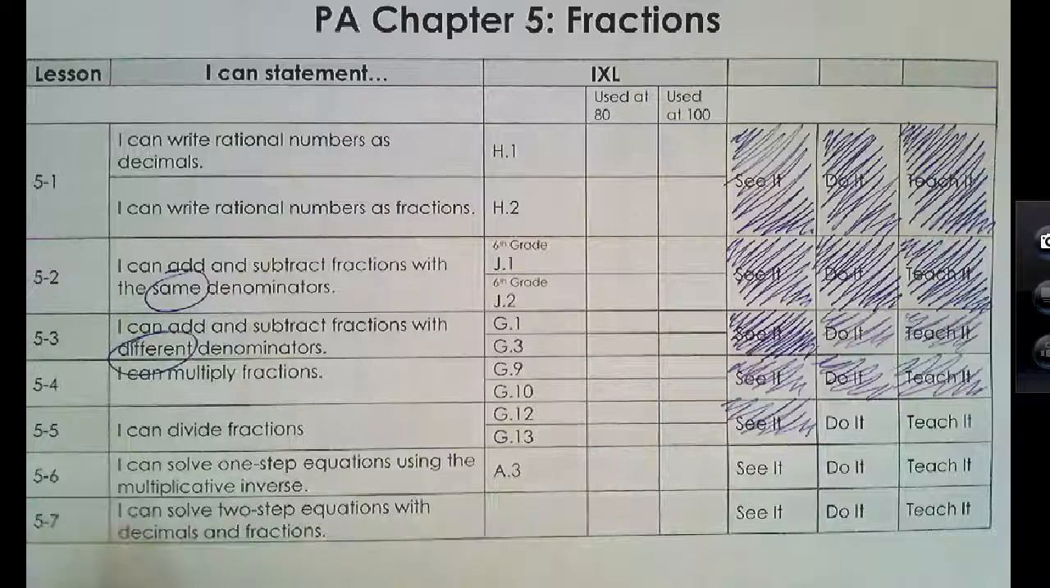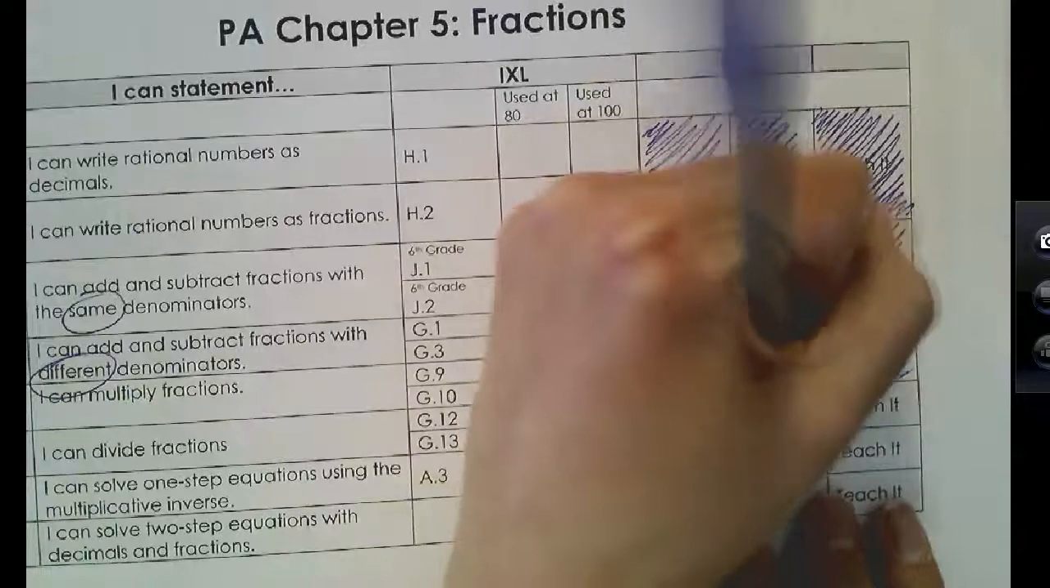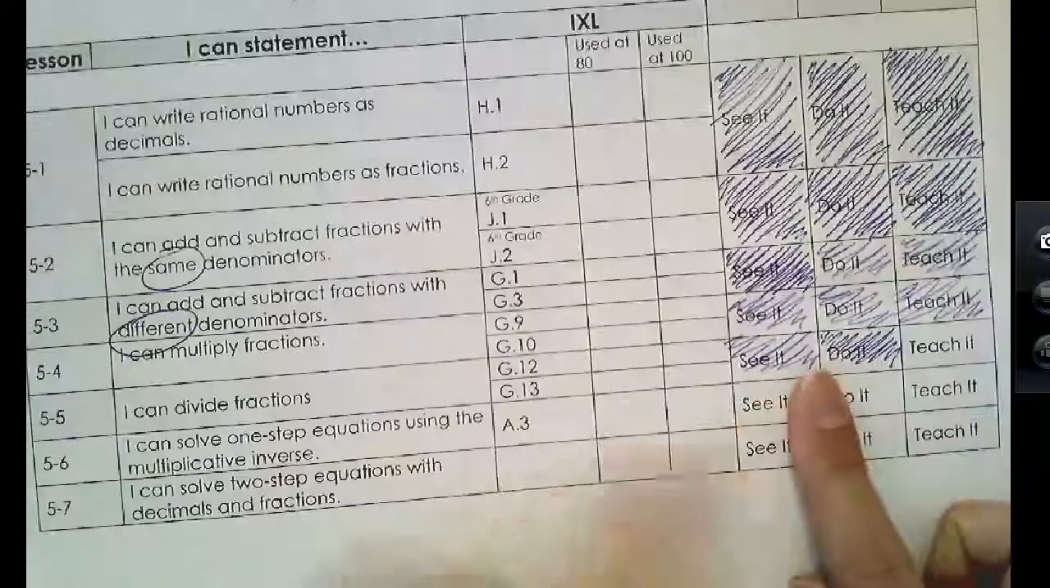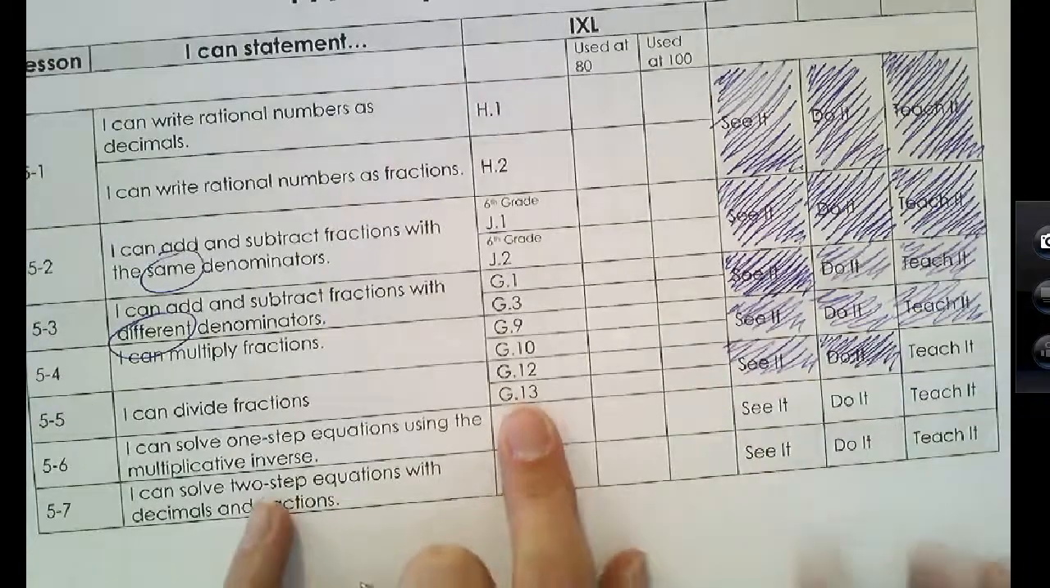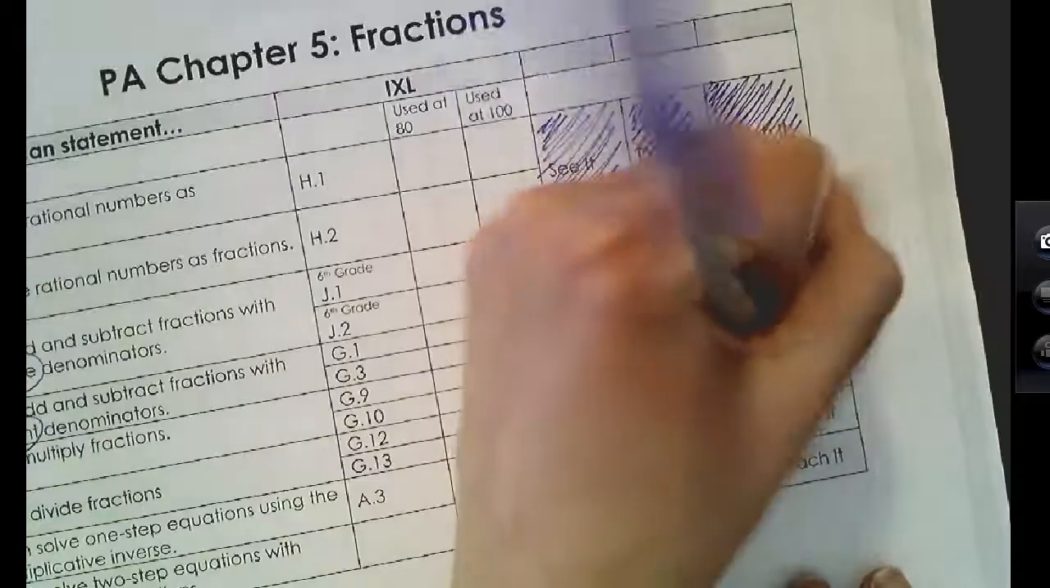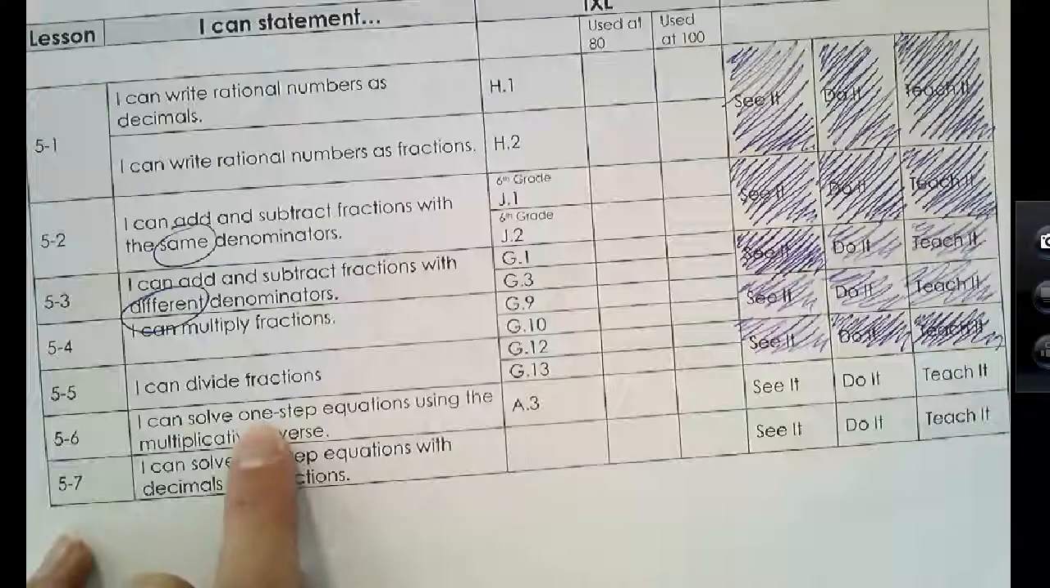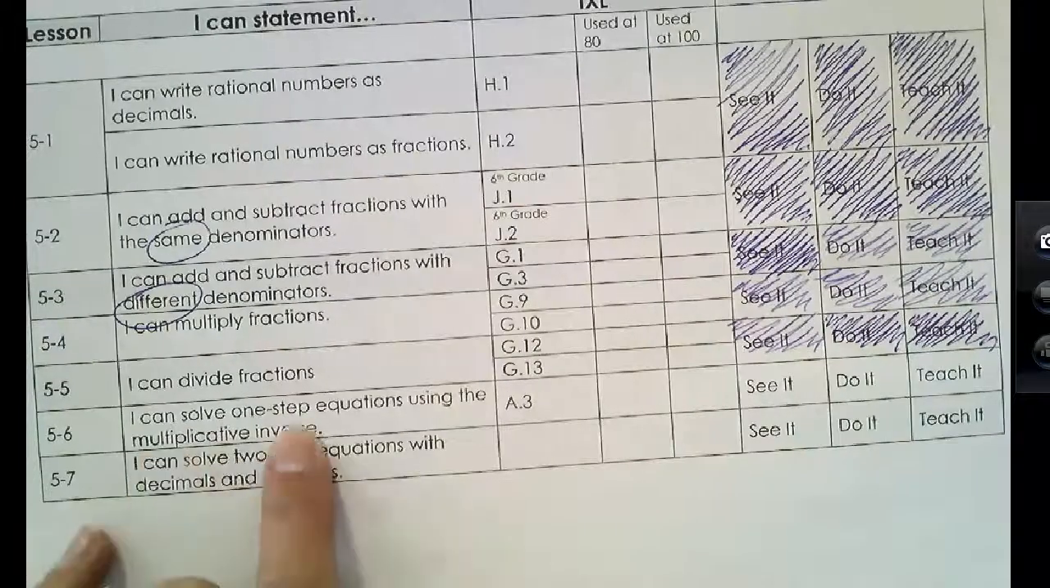One. All right, so for 5.5, I want you guys to be honest when you are reflecting, because if you're not feeling very confident in that, then that tells you need to work on G12 and G13 during the warm-up. Today's lesson, we are going to be learning about solving a one-step equation using something called the multiplicative inverse. So go ahead and shade in to see it there.